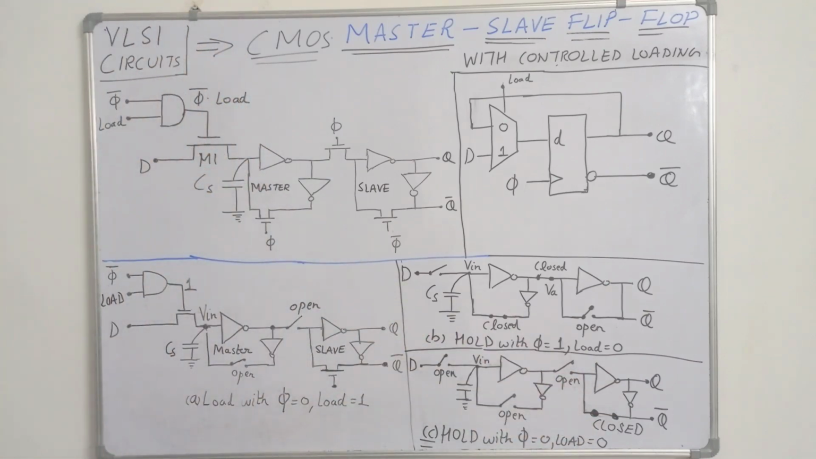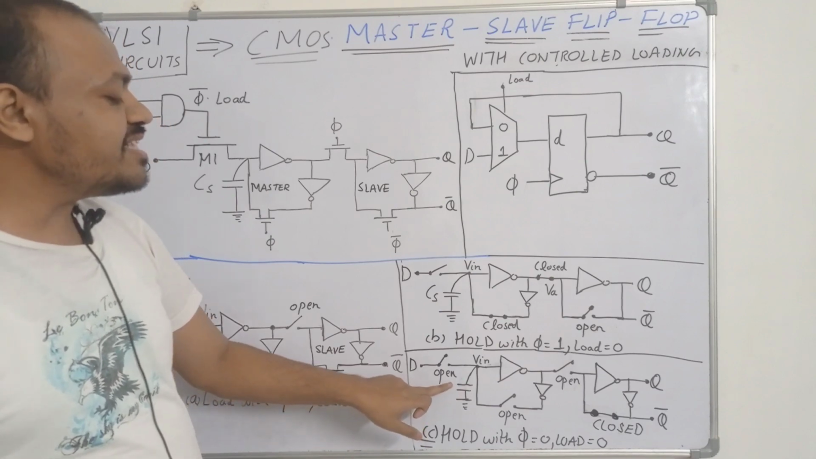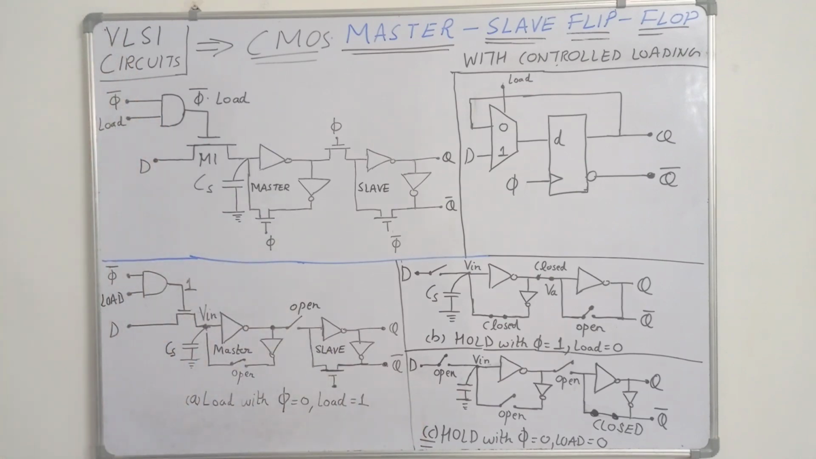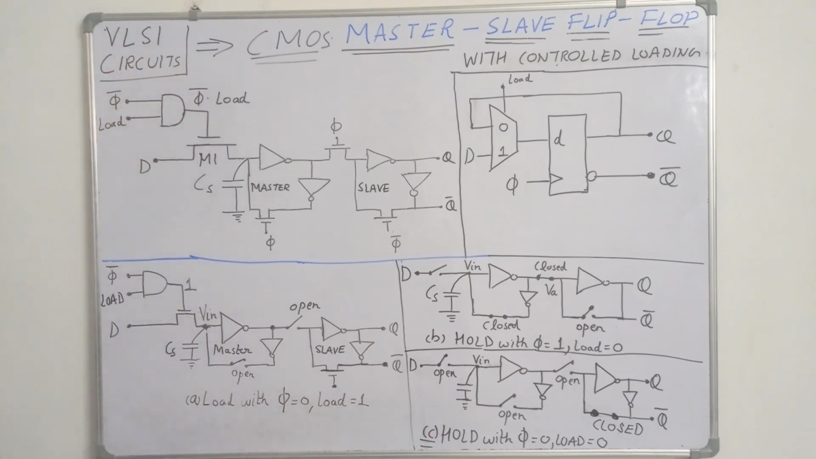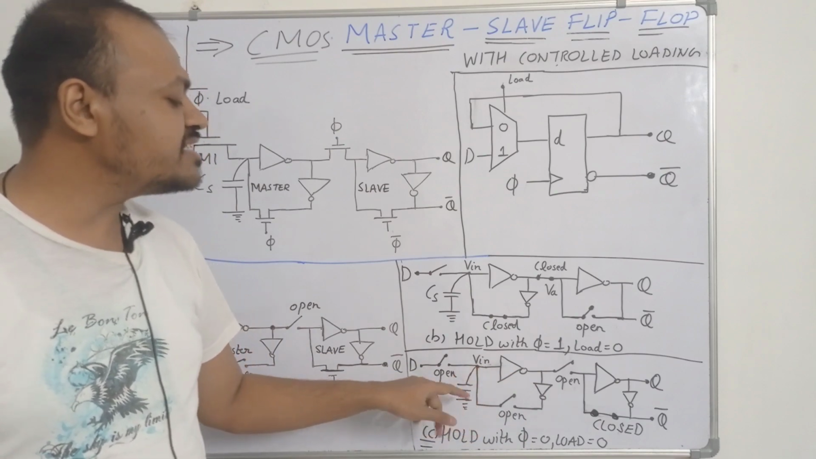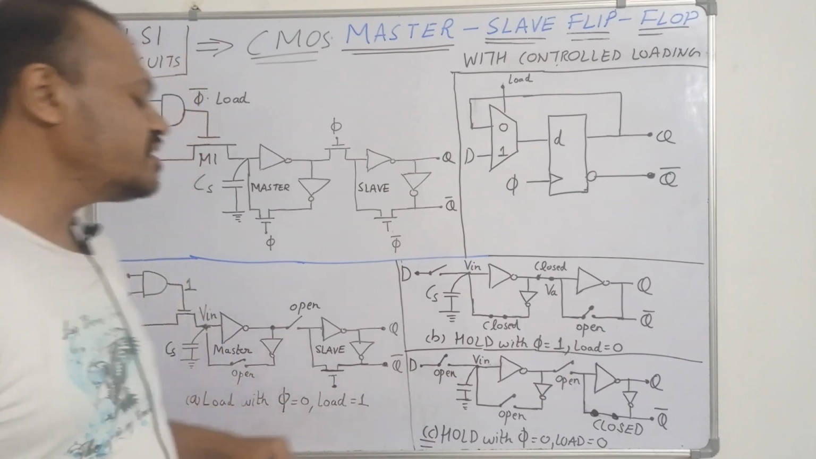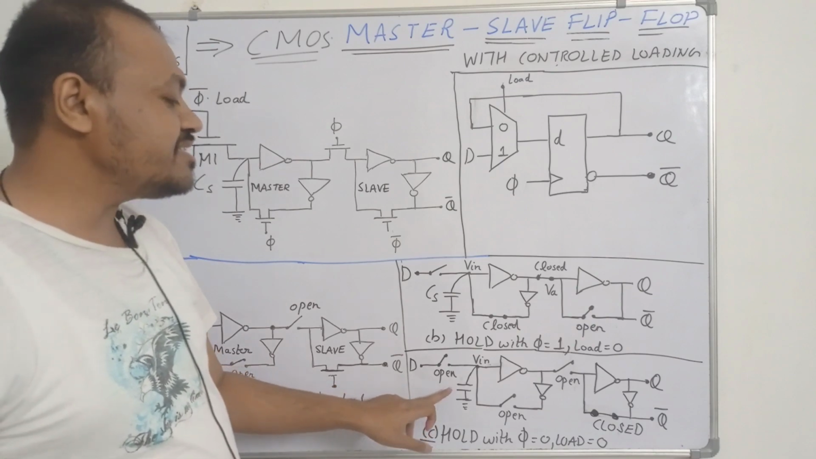Also this is open, so slave is cut off from the master. So what will happen is that the storage of the data is achieved by the charge stored on this capacitor. Obviously the charge stored will decay with time. The charge on the capacitor will decay with time, so this is subjected to charge leakage effect. So it is also called quasi-dynamic circuits, because the master loop is open. The storage is achieved by holding the charge on the capacitor Cs.